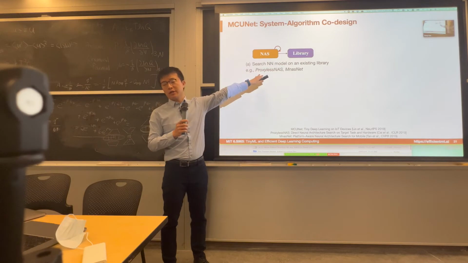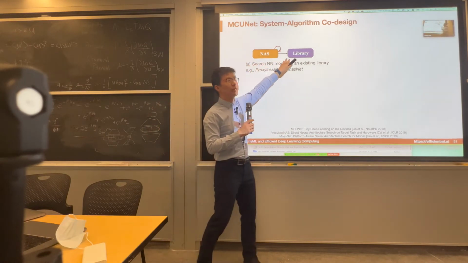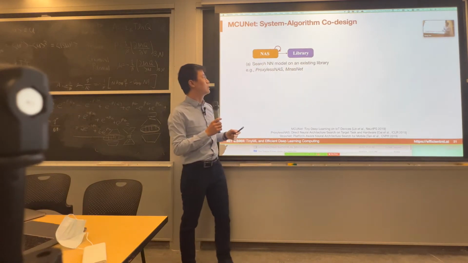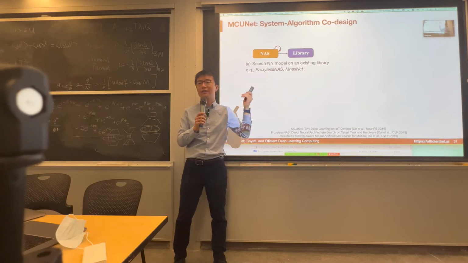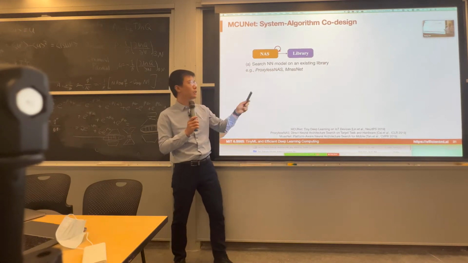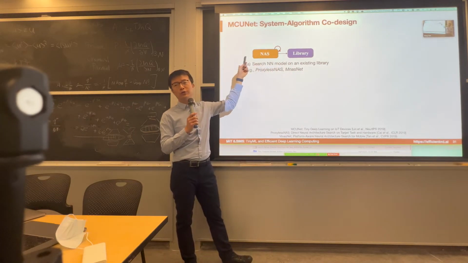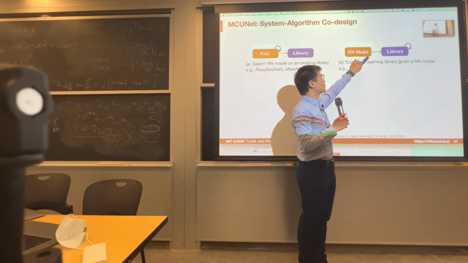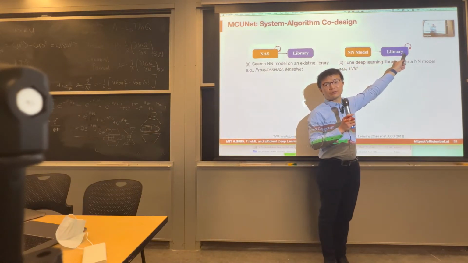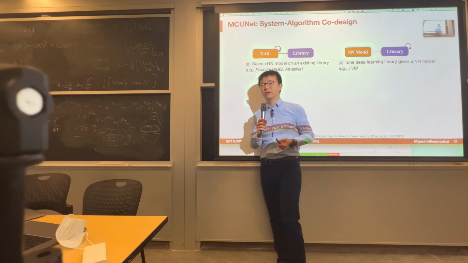So existing work either focuses on searching the neural network model, assuming we have a fixed library, such as ProxylessNAS, MnasNet, which we covered in the NAS lecture before, right? Assuming fixed hardware and a fixed library, we want to just tune the neural network architectures. Another kind of work focuses on changing the library, making innovations by writing a more efficient library, such as TVM, to tune the kernels, tune the library, right?